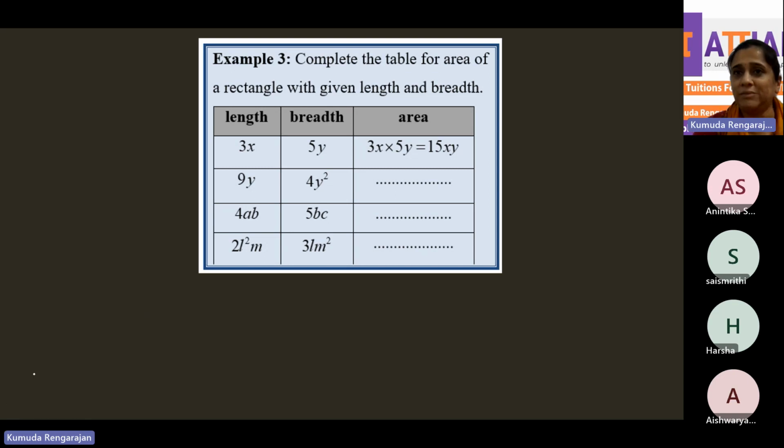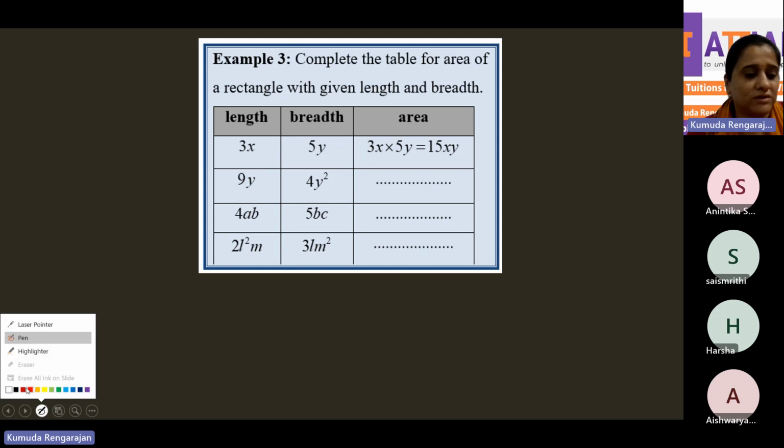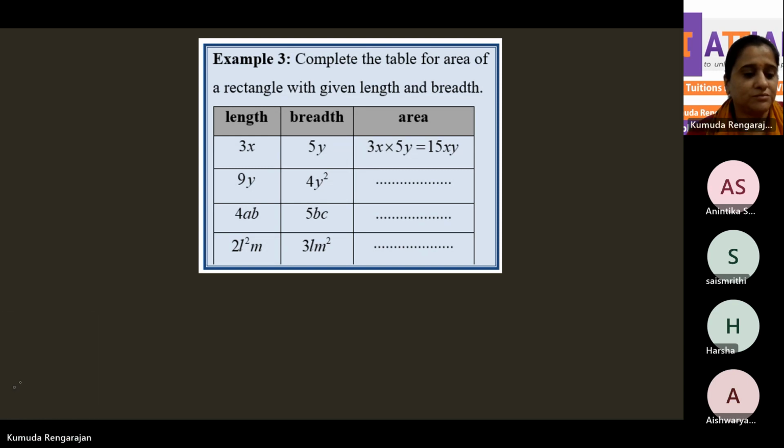Okay, now here it is multiplication. Anybody? 2 terms? Let's multiply them. Okay. So now area of a rectangle is L into B. So 3x into 5y, correct? 3 into 5. Multiply everything. Multiply the numbers with the numbers, the little factors with the little factors. For multiplication, you must multiply the numbers with the numbers, the little factors with the little factors.